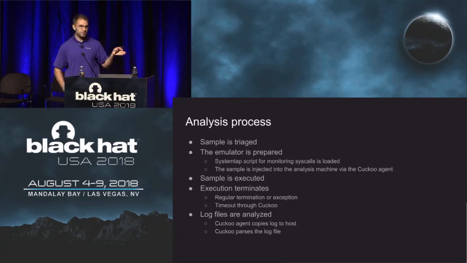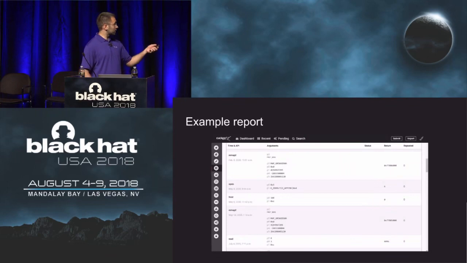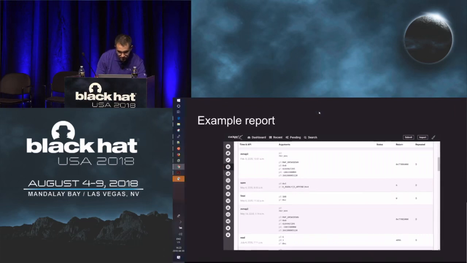So the analysis process is that the sample is triaged. For example, if you have an ARM sample, it is associated with an ARM image. Then the emulator is prepared, the SystemTap script is loaded, the sample is injected, and the sample is executed. Once the execution terminates, either because the sample finished or because there is a timeout, the log files are retrieved and Cuckoo parses the log files. This will give an example report like this here, where you can see the syscalls that are happening inside the sample.